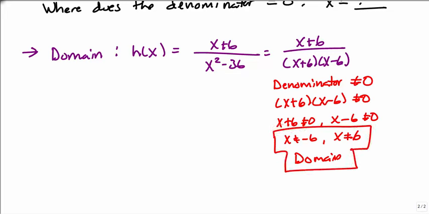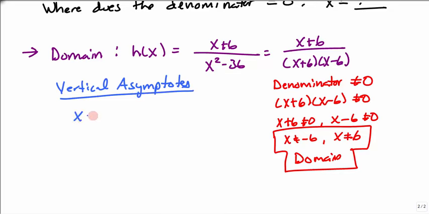Now the next thing I want to talk about is my vertical asymptote. Vertical asymptotes are really easy to find once you find the domain. My vertical asymptotes occur where the function is undefined. So I have a vertical asymptote x cannot equal -6, and I have another one, actually I shouldn't say cannot equal because my vertical asymptote is at x equal -6 and x equals 6. So these are those vertical dotted lines.